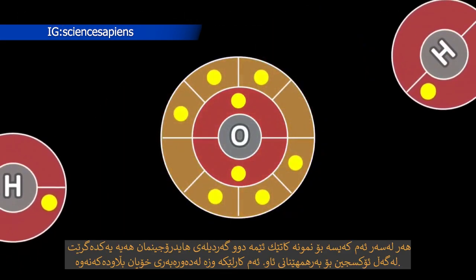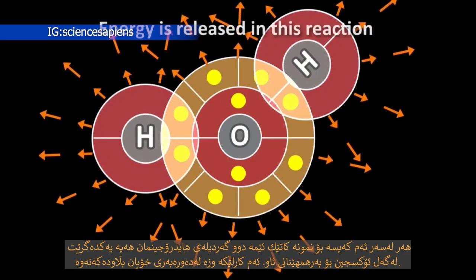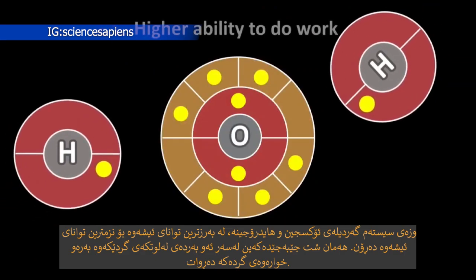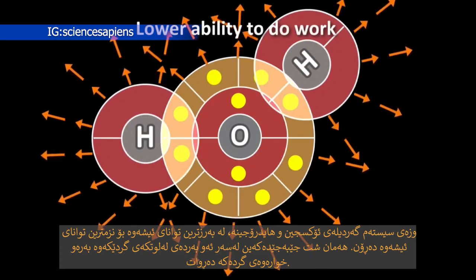This is the case, for example, when two hydrogen atoms combine with oxygen to form water. This reaction releases energy into its surroundings. The energy of the system, that is, oxygen and hydrogen atoms, has gone from a higher ability to do work to a lower ability to do work.